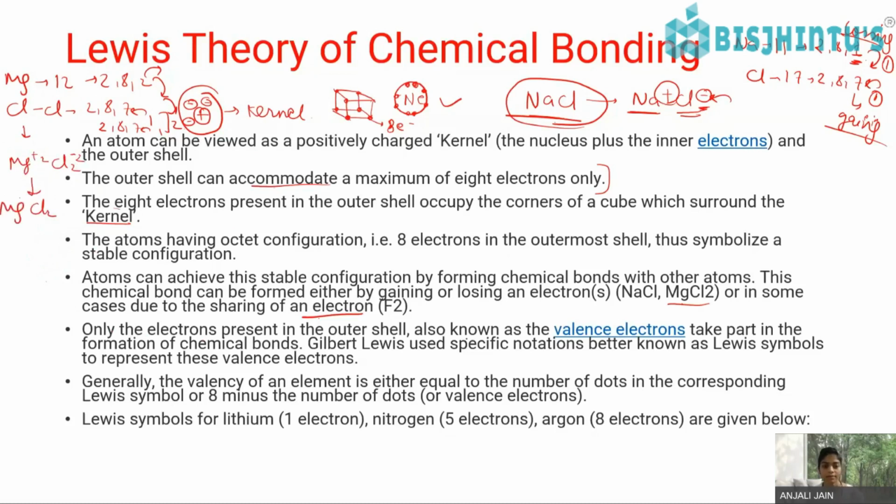Now, only the electrons present in the outer shell are known as valence electrons, the outermost shell electrons. Valency is the number of electrons present in the outermost shell which take part in the formation of chemical bonds. Gilbert Lewis used a specific notation known as the Lewis symbol to represent these valence electrons. Generally, the valence electrons of an element equal the number of dots in the corresponding Lewis symbol, or 8 minus the number of dots. 8 is the number of valence electrons which should be there in the outermost octet.